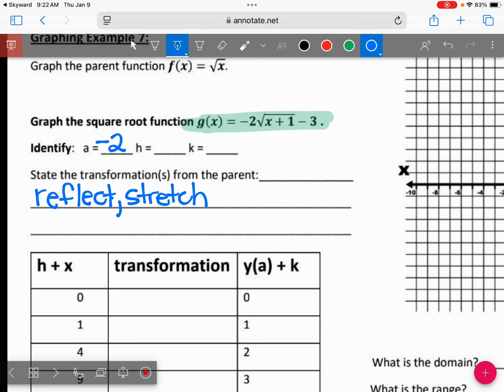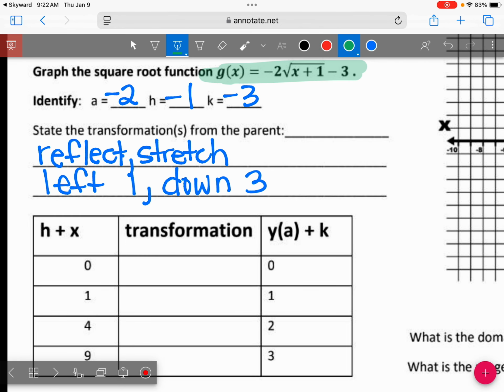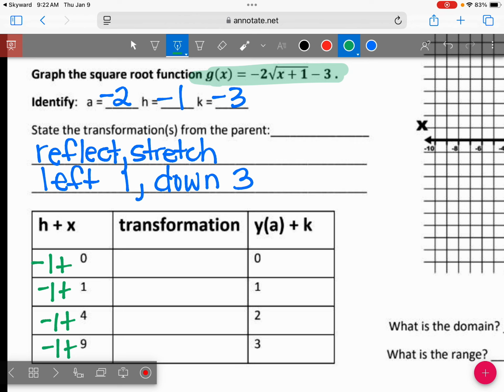H, what's H? -1. That's going to make it go left 1. K is -3, and that's going to move it down 3. All right, let's go ahead and do our transformations to our chart. Remember, you're always adding H to X, sorry, not H to K. You're adding H to X, multiply Y by A, and add K. So take a minute, pick up your calculators, and get your ordered pairs.